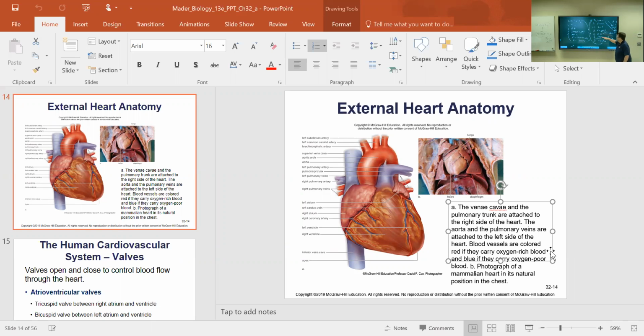When it contracts, pulmonary semilunar valve to the pulmonary trunk to the lungs, we do the gas exchange, blood comes back, pulmonary vein, left atrium. When it contracts, bicuspid mitral valve into the right ventricle, out the aortic semilunar valve. When the ventricle contracts, to the aorta.